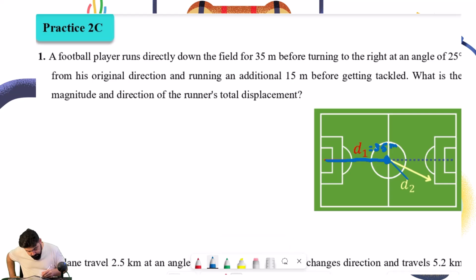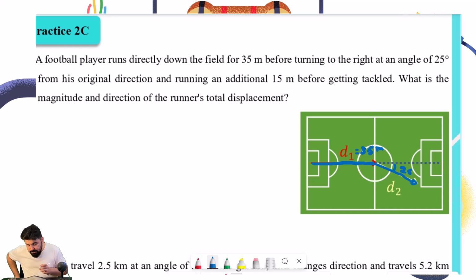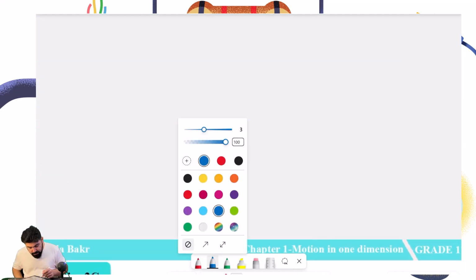Okay, he goes here and he makes an angle of 25 from his original direction and runs an additional 15 meters. So d2 is equal to 15 meters, before getting tackled. What is the magnitude and the direction of the runner's total displacement? Okay, so let me draw this for you. Okay, we have this, guys.